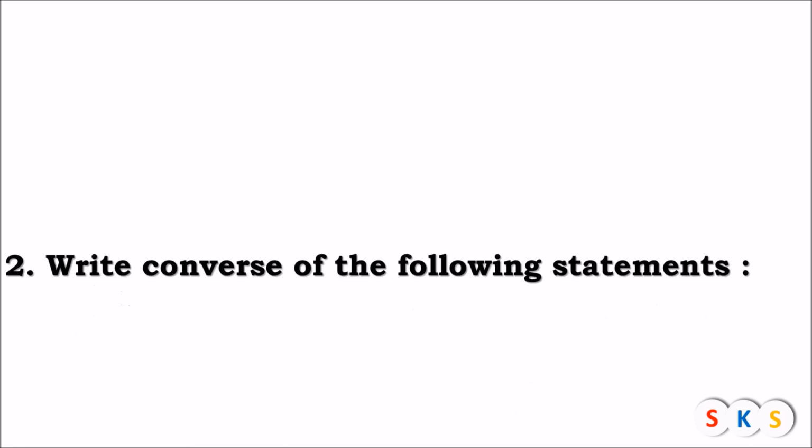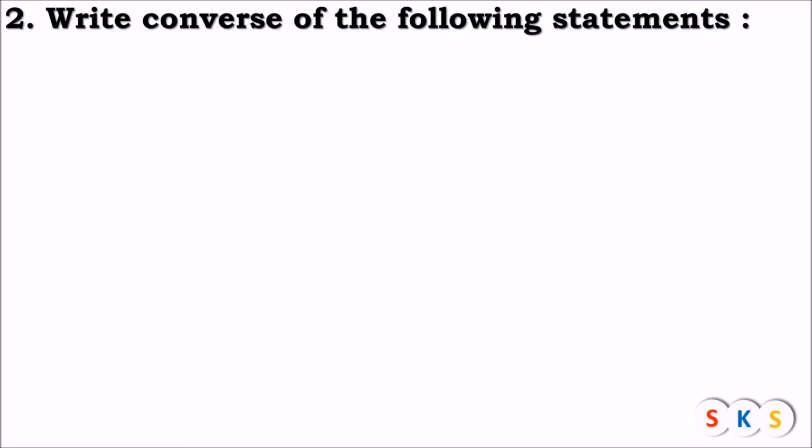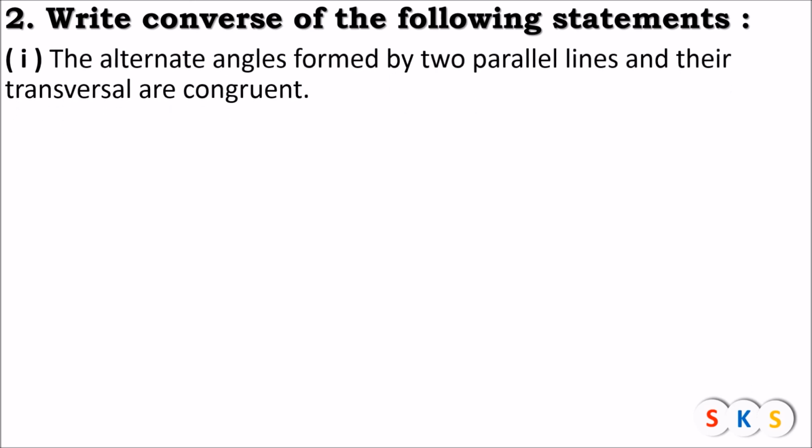Question number 2. Write the converse of the following statements. Here we have question number 1. The alternate angles formed by two parallels and their transversals are congruent. Here we have to write the converse of this statement. It means we have to interchange the consequent and antecedent of the given statement.